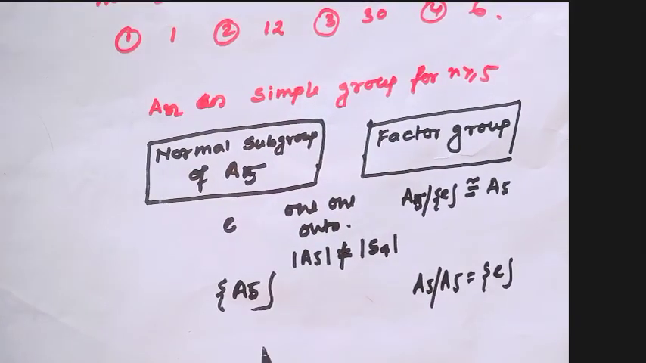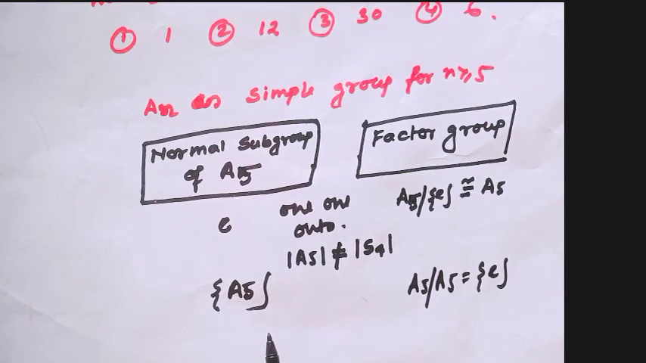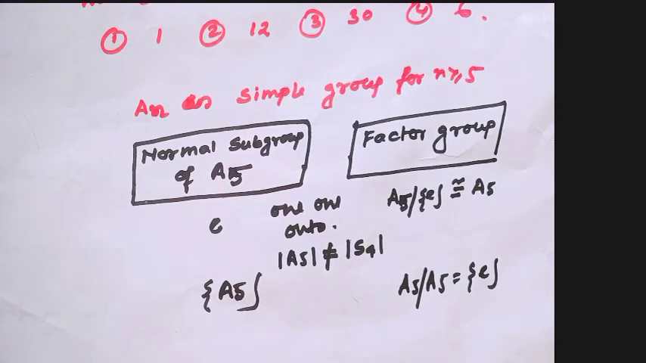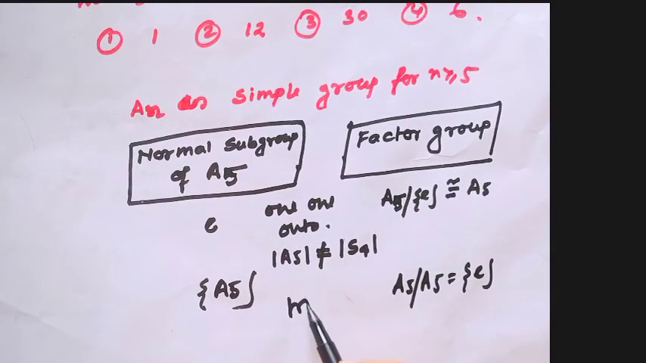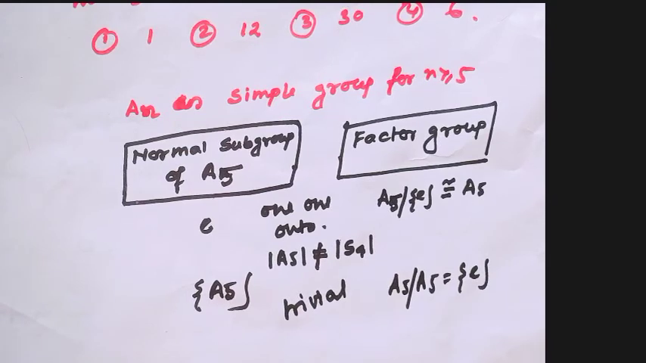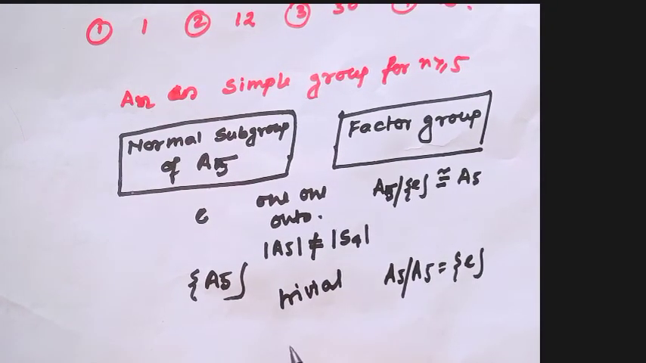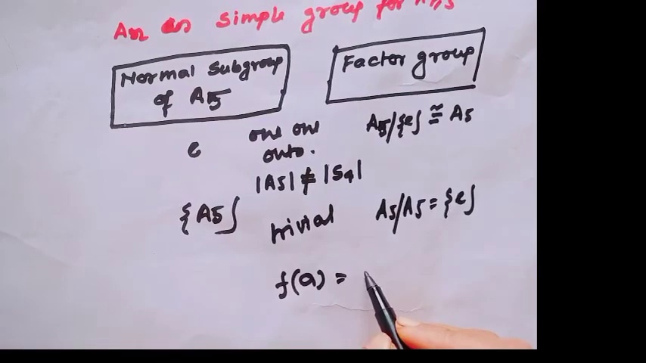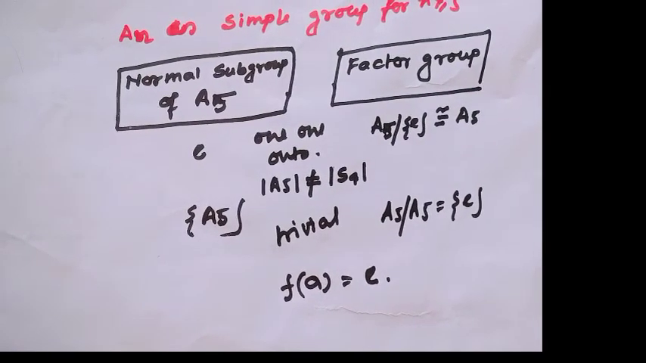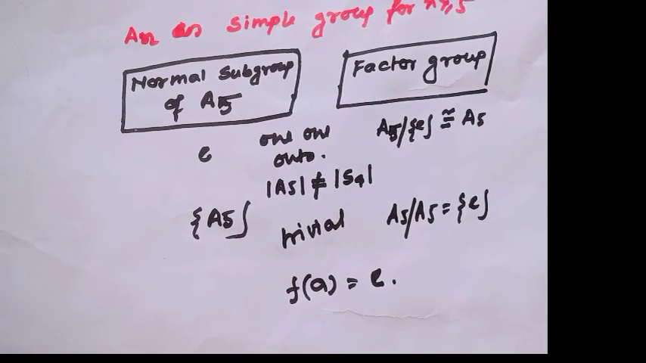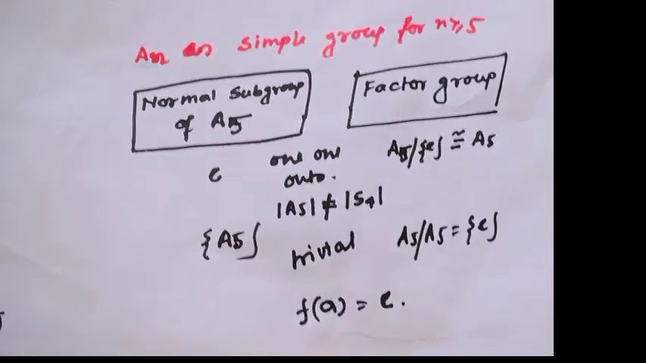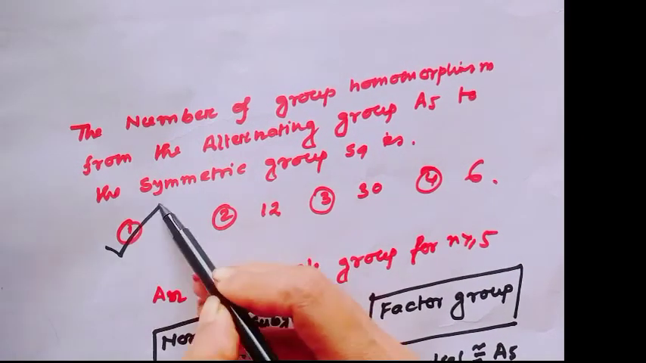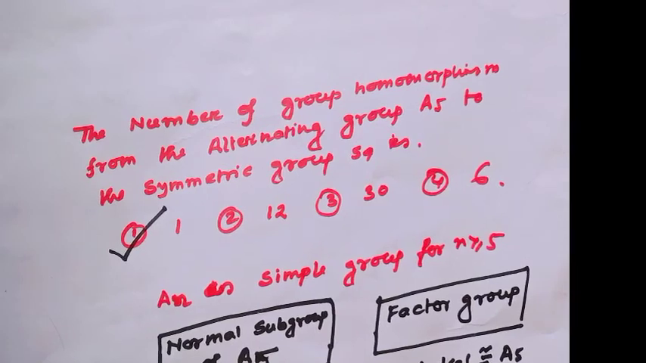Okay? And when the normal subgroup is A5, then A5 mod A5 would be identity. And this is the trivial homomorphism. And this is always possible. This homomorphism looks like f of sigma equals identity. Okay? And so there exists only one homomorphism, the trivial homomorphism. Are you getting? This is very easy.